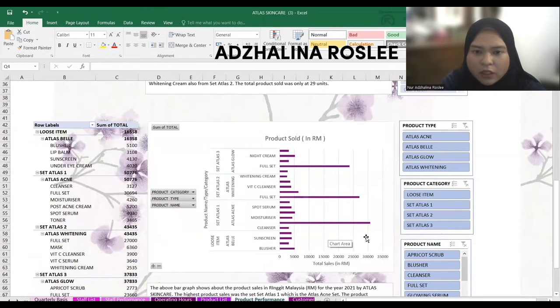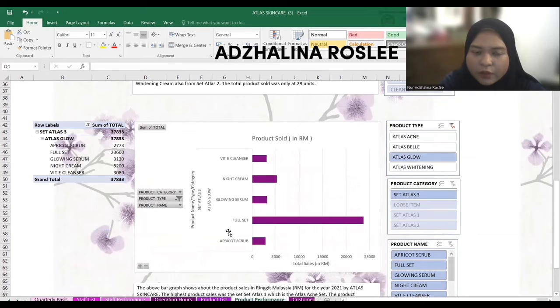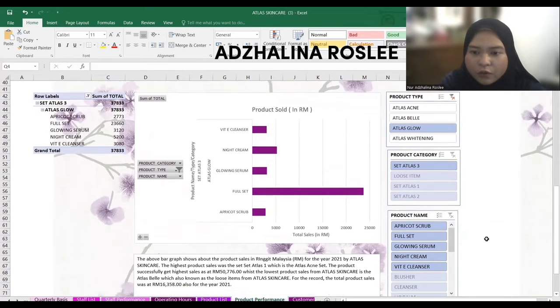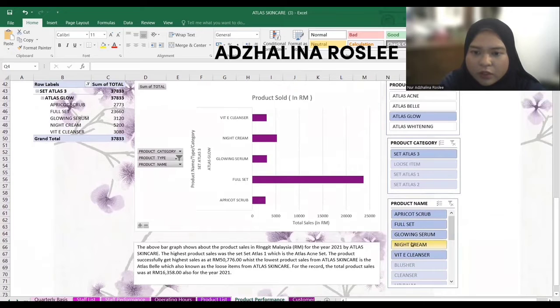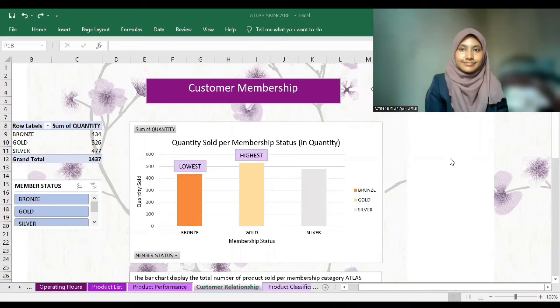And for the slicer, you can choose whatever set from here. For example, you choose the Atlas Glow, and this is the production in RM for Atlas Glow for all the products. And if you want to know a certain product, for example, you can just click vitamin E cleanser, and then the graph will automatically change to vitamin E cleanser from Atlas 3.